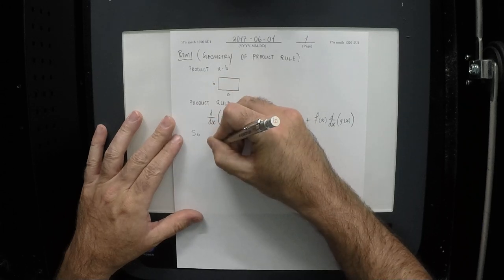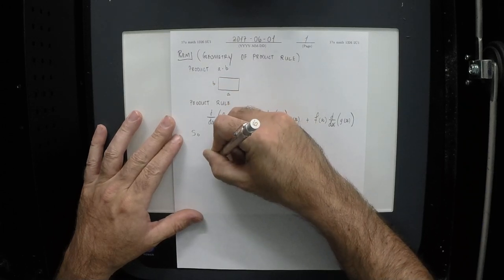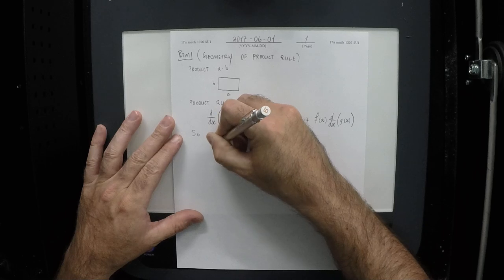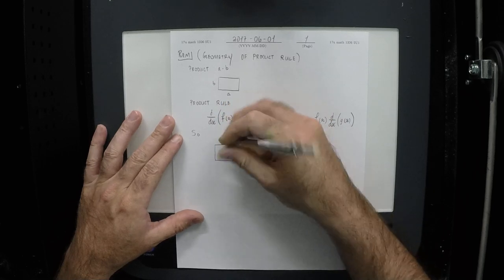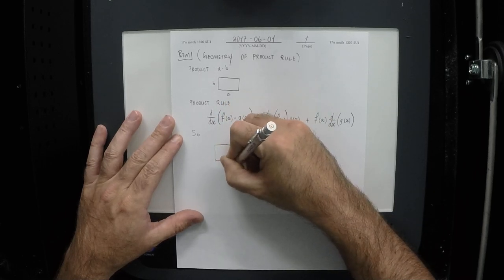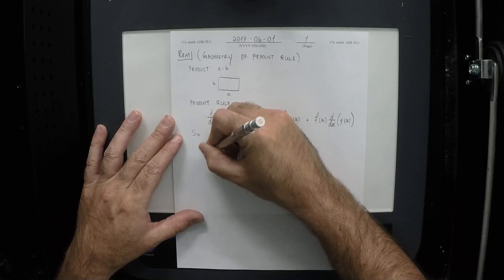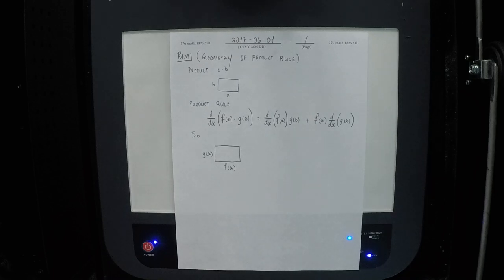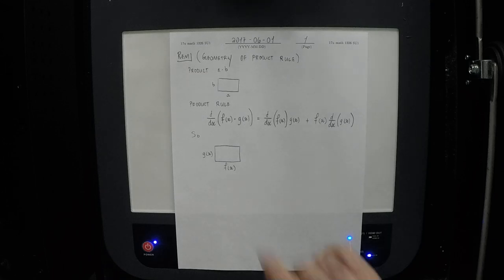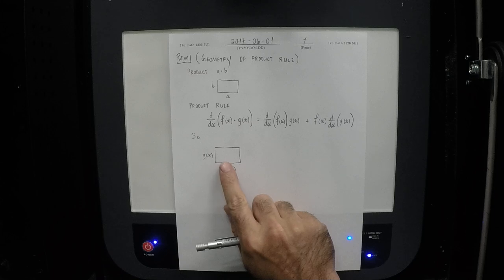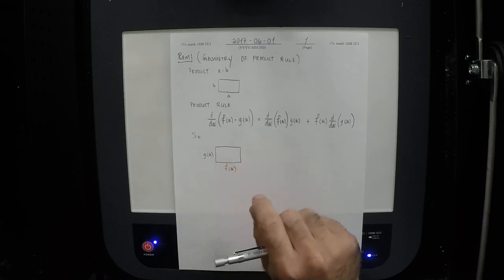So if we have a rectangle, and we say that that side measures f of x and this side measures g of x, then what I'd like for you to do is imagine that I could grab hold of x on a number line and wiggle it around, and then you'd see this rectangle sort of quivering, right?